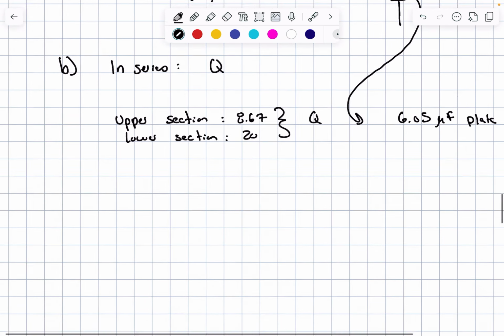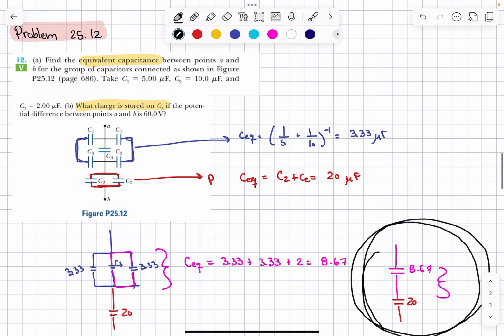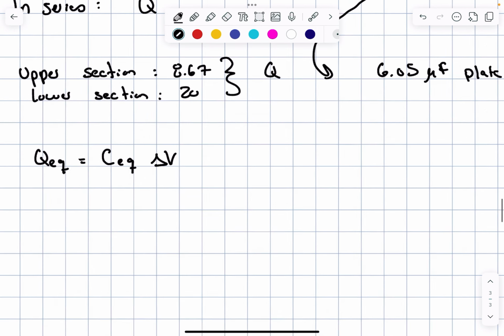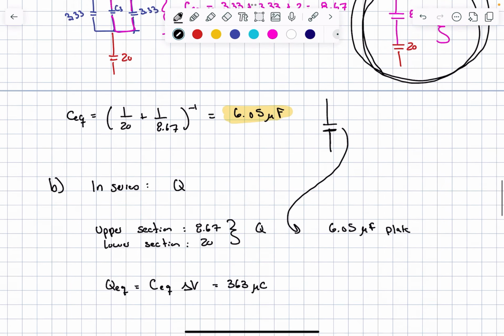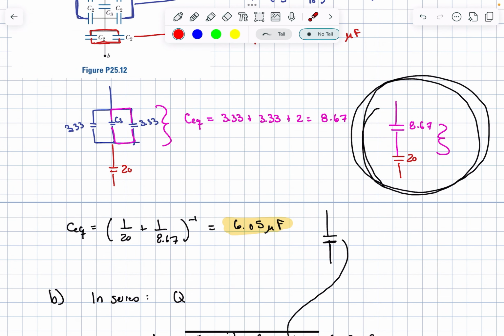And we know the equation for that. So Q equivalent is equal to C equivalent times delta V. And we know what delta V is from the question. It's 60 volts. So this is going to be 363 microcoulombs. So there's 363 microcoulombs on this plate here and on this plate here. We can forget about the 20 for now because we really care about C3 here.